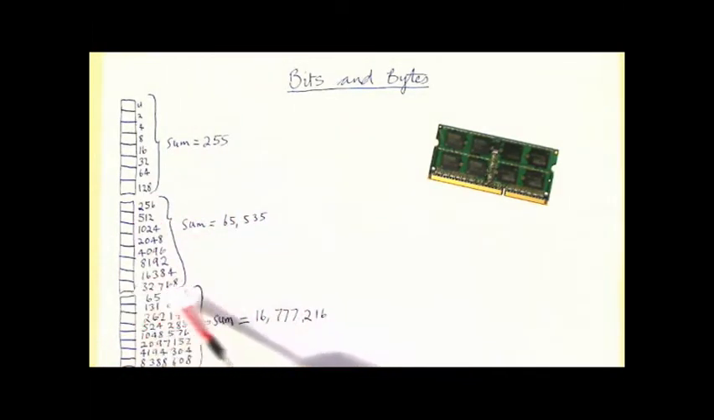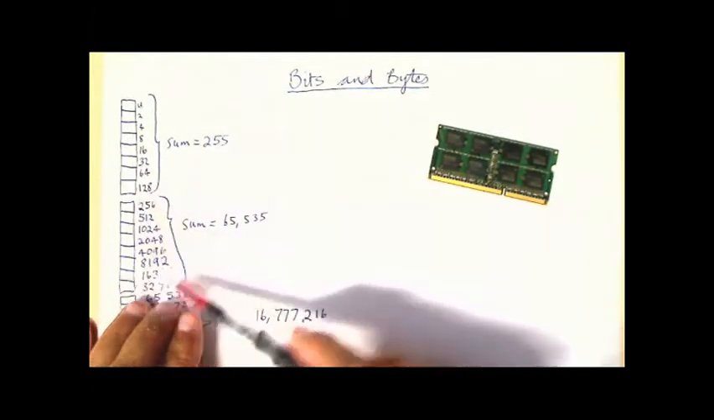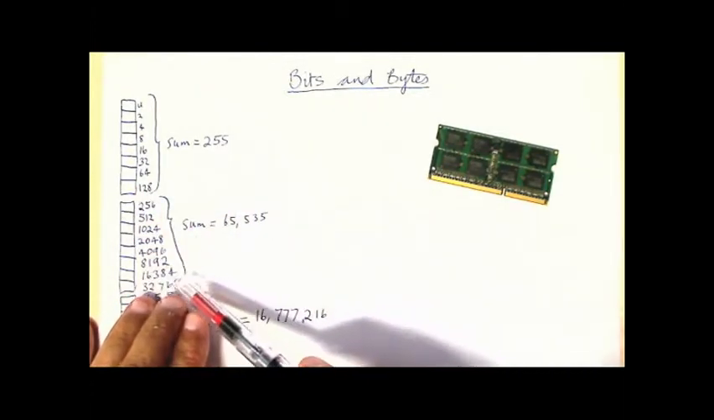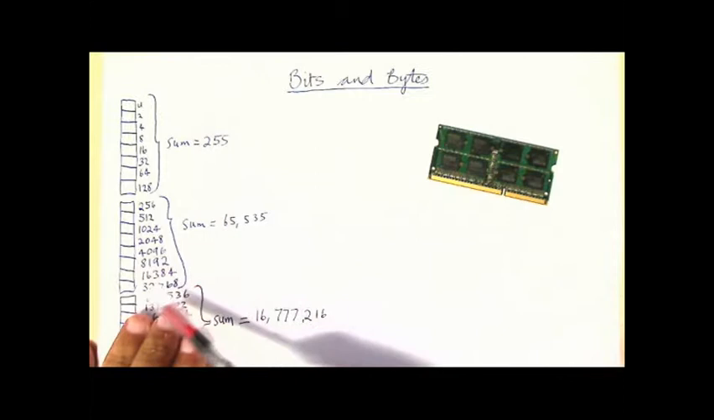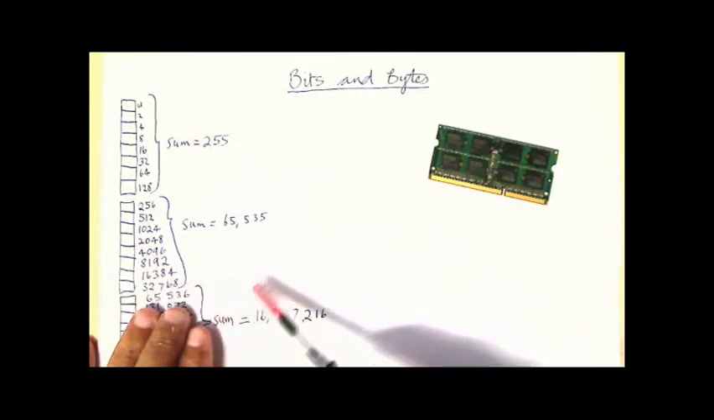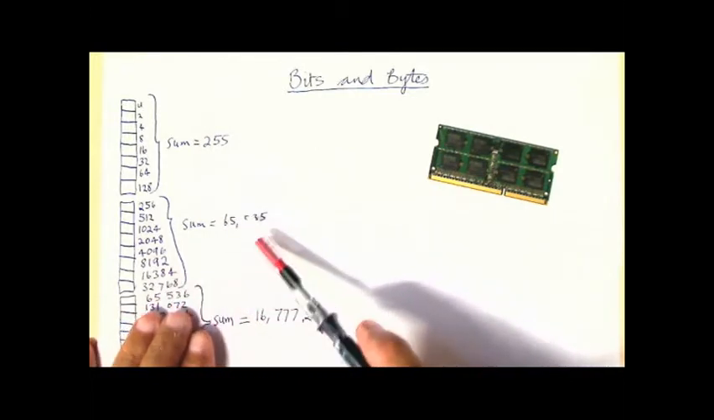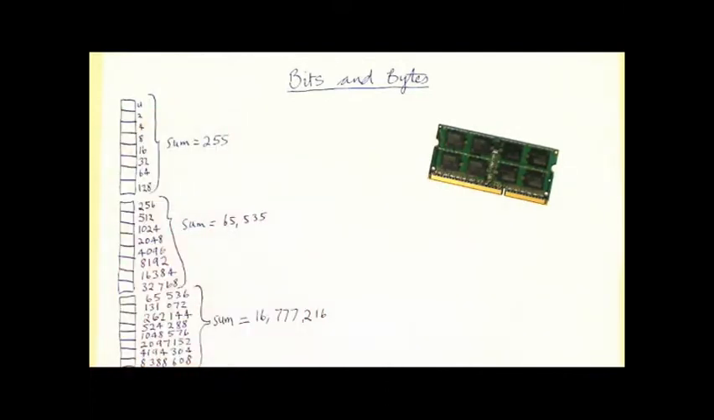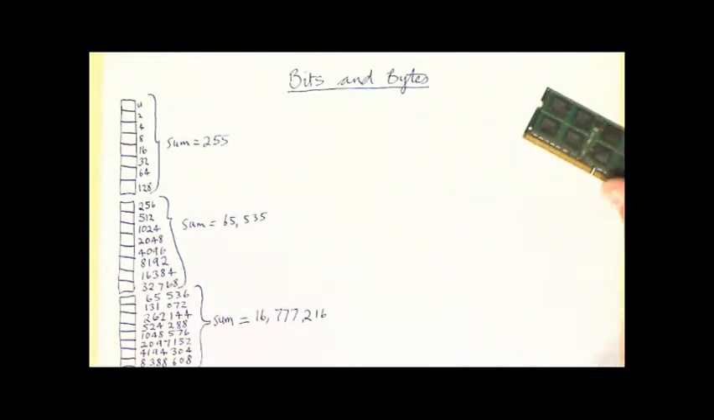I've doubled all these up, so the third block of 8, 32,768. The next one, 65,536, means the sum of these is 65,535. So now the explanation, why have I done this? You'd think that computers would be able to use one bit at a time.